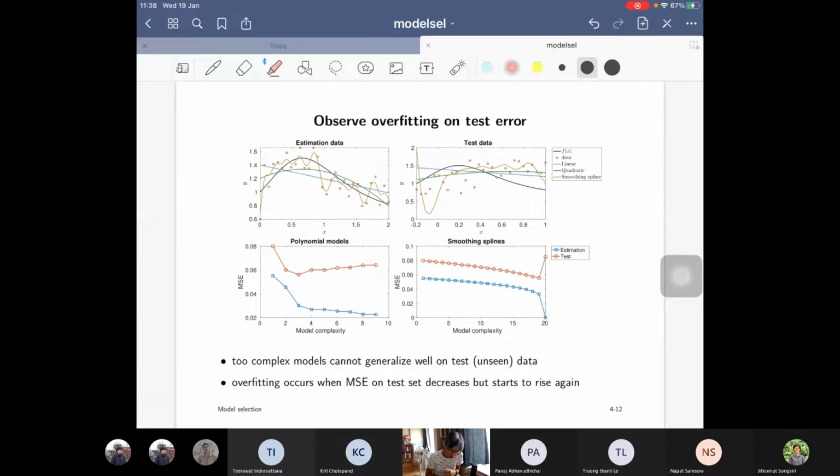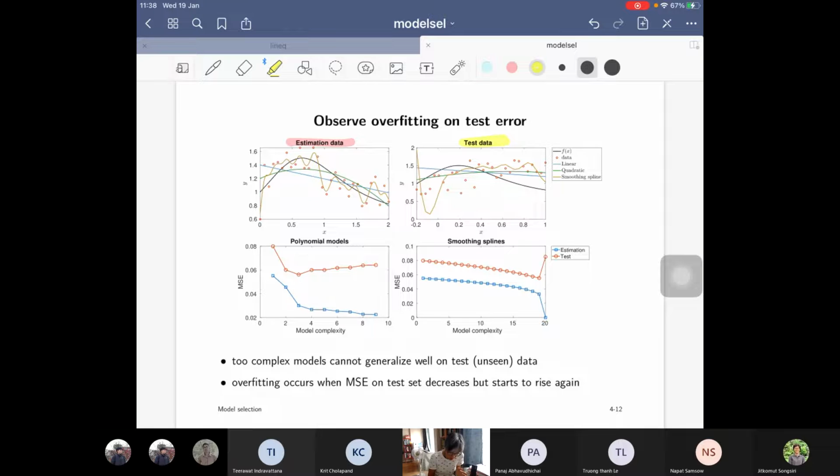Now we have an example of overfitting on the test error. This is the plot. I hope you can see it on the screen. I don't want to zoom in because sometimes my screen freezes after zooming. On the left hand side is the estimation data, the data are the red points. On the right hand side is the test data. What do you observe in the differences?